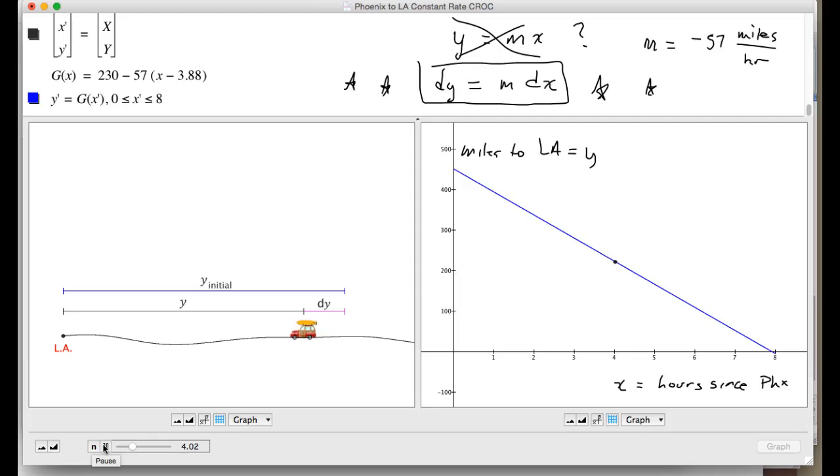Okay, so is this a bead moving on a wire? No. What is that doing? It's just highlighting different points, right? We're just changing the value of x, and every time I change the value of x, it highlights a new point that's already there, showing the correspondence of miles to LA and hours since Phoenix.